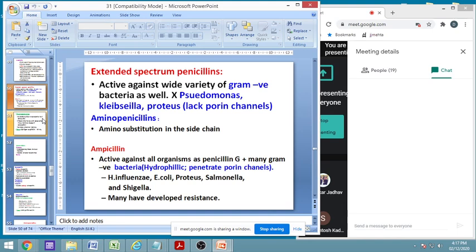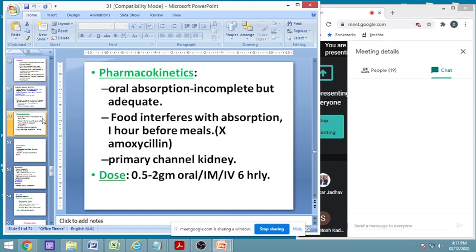But ampicillin has the advantage that it also acts on many gram-negative bacteria, which are hydrophilic. Because of its hydrophilic structure, it can penetrate the porin channels, and therefore it is very active. It is active against influenzae, E. coli, Proteus, Salmonella, Shigella, and most of the bacteria have developed resistance to it.